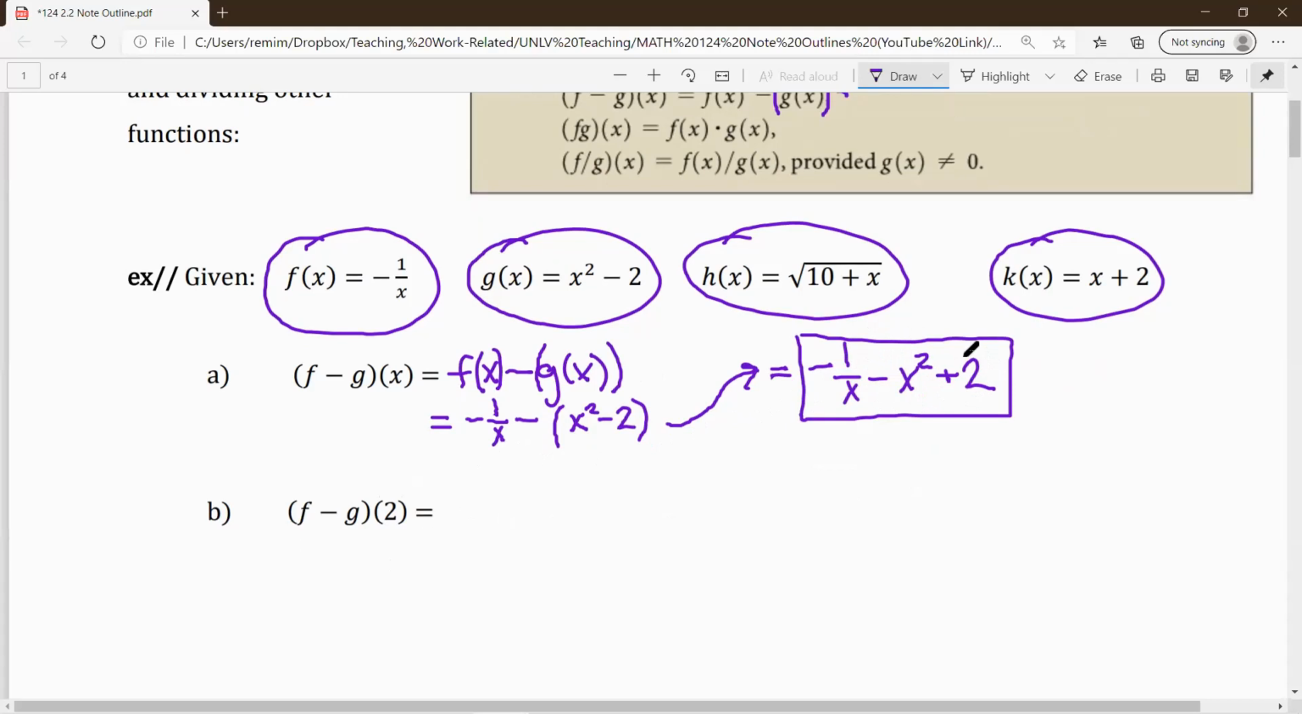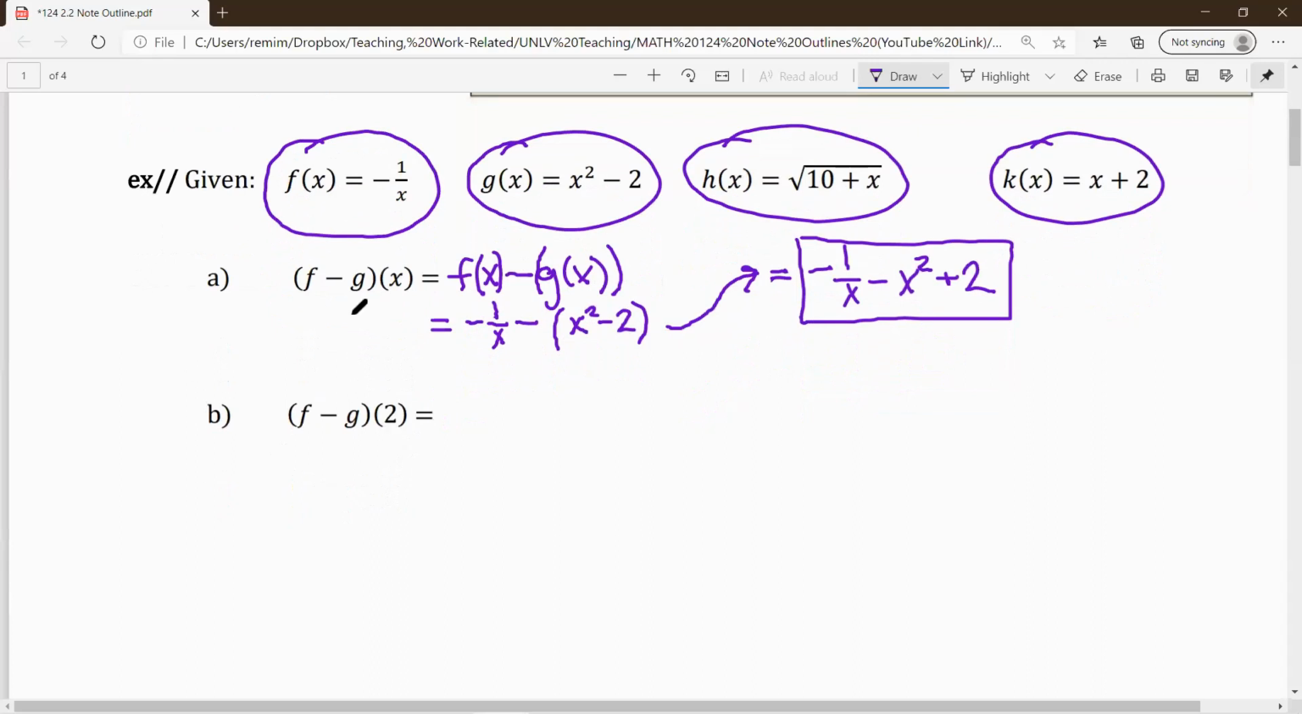All right, so now let's go to part B. Compare part A to part B. What's the only difference that's happening between parts A and B? Well, part B, instead of having an x here, that x is being replaced with a 2. So instead of f of x minus g of x, we're going to do f of 2 minus g of 2. And we all know what that means.